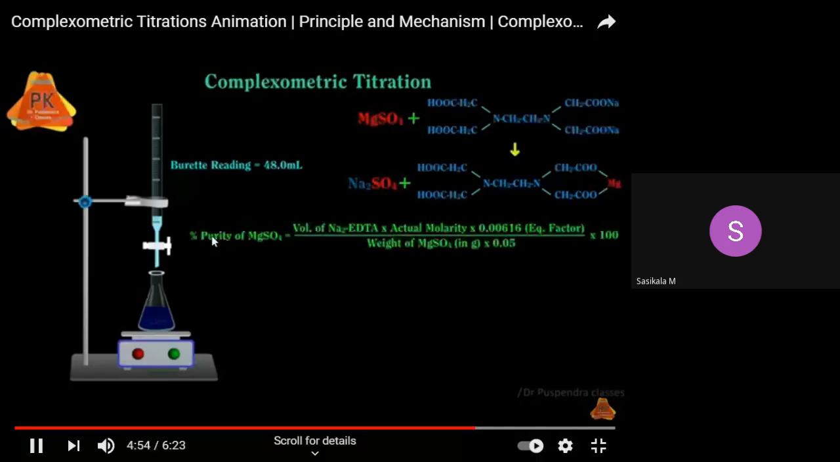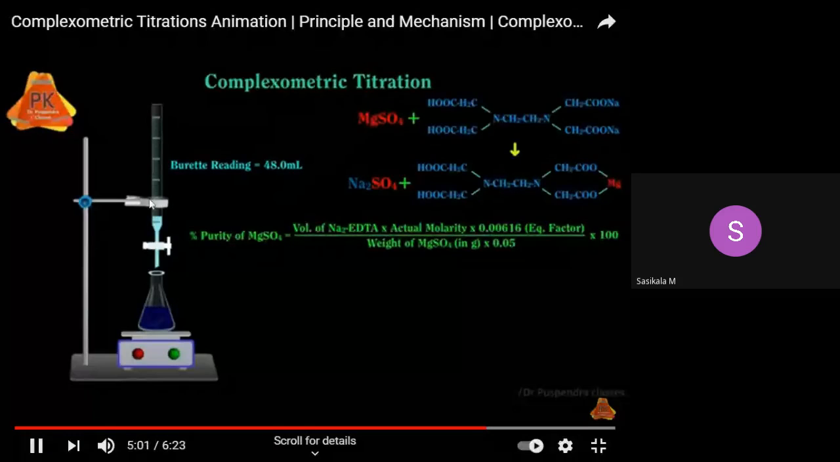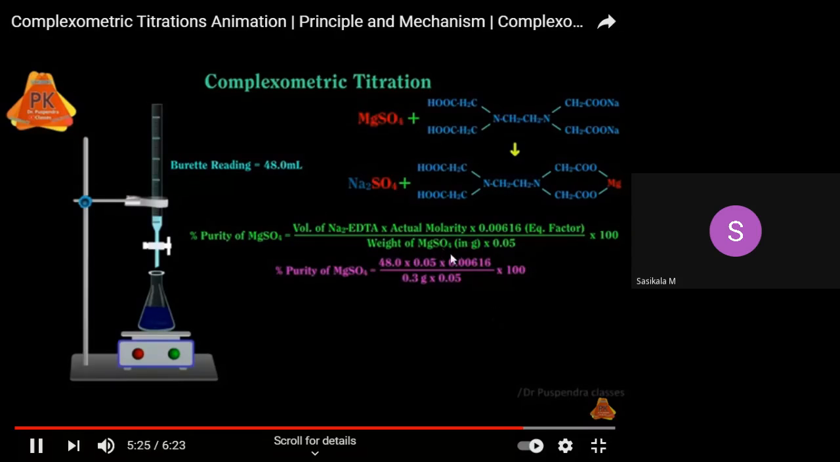This is the formula using which we can find the percentage purity of the sample. Percentage purity of magnesium sulfate equals the volume of disodium EDTA, that is the titer value, times the actual molarity we found through standardization of EDTA, times the equivalent weight factor. 1 ml of EDTA consumes how many grams of magnesium sulfate? That is 0.00616, the equivalent weight factor. Then divide by the weight of magnesium sulfate added to the conical flask for analysis, and multiply by 100 to give the percentage purity of magnesium sulfate.